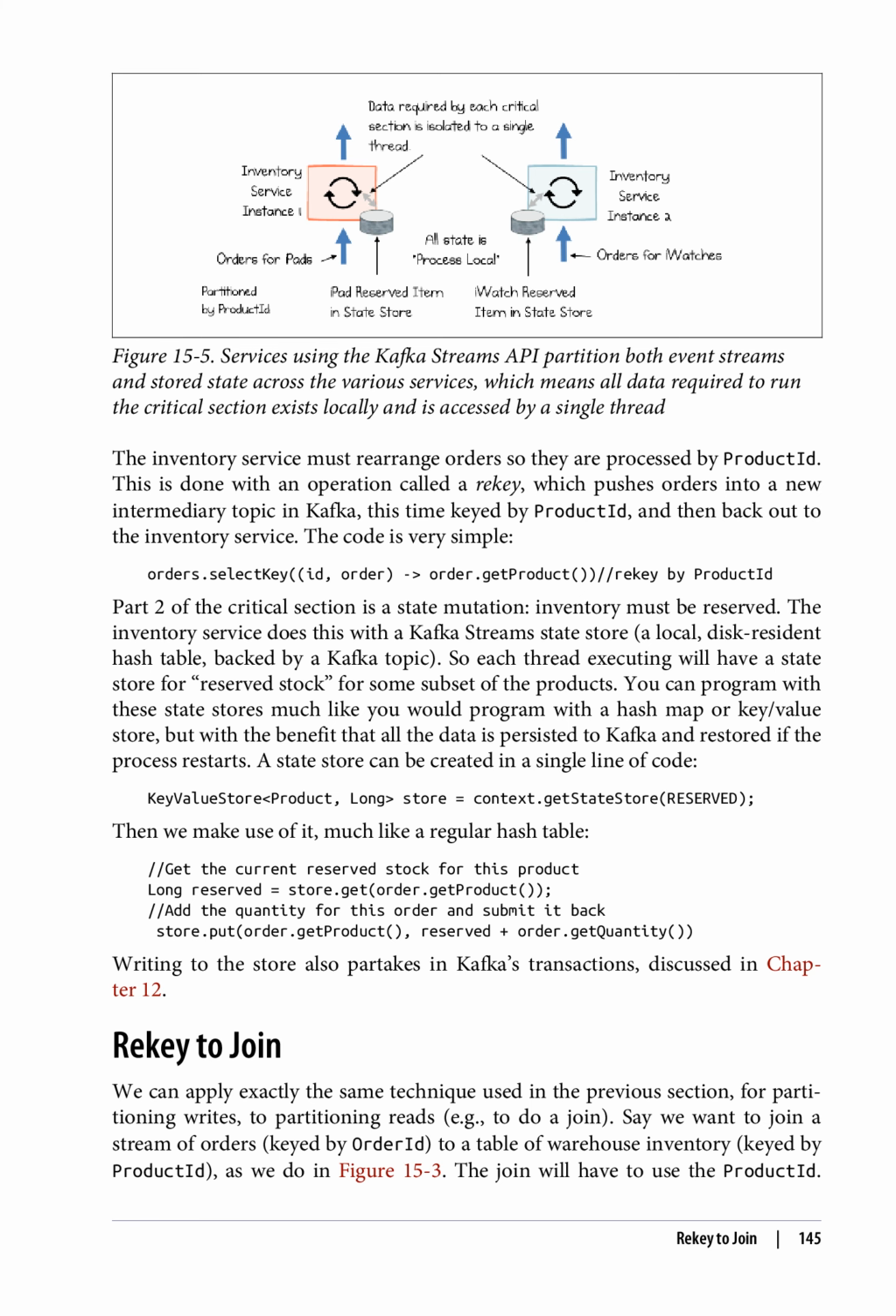Re-key to join. We can apply exactly the same technique used in the previous section, for partitioning writes, to partitioning reads, for example, to do a join. Say we want to join a stream of orders, keyed by order_id, to a table of warehouse inventory, keyed by product_id, as we do in Figure 15.3. The join will have to use the product_id.